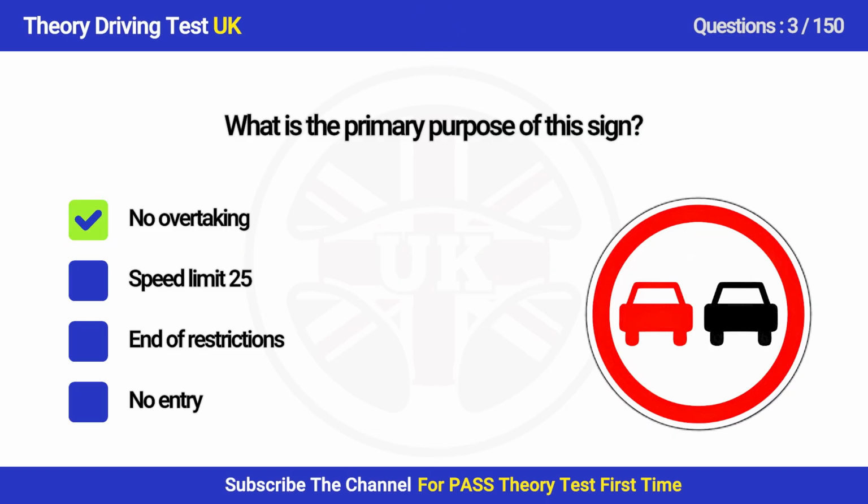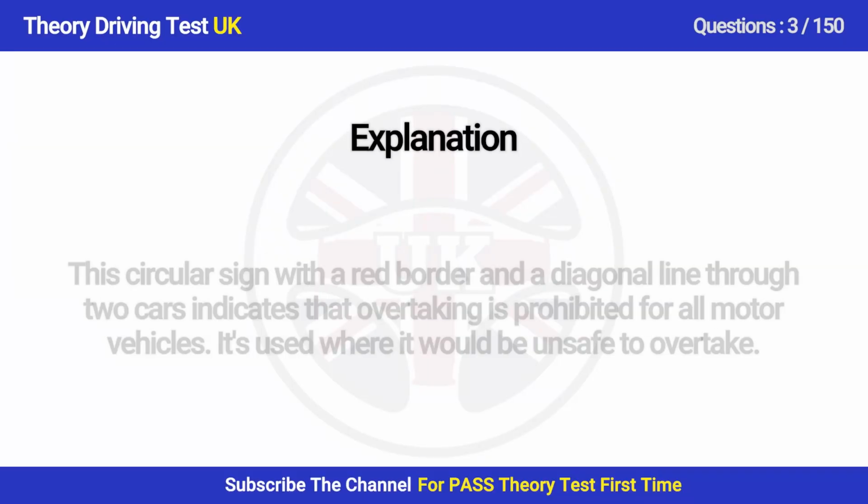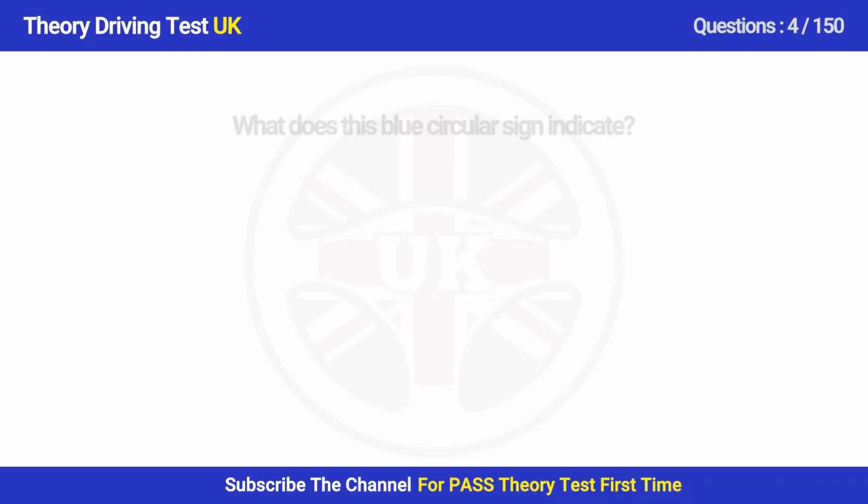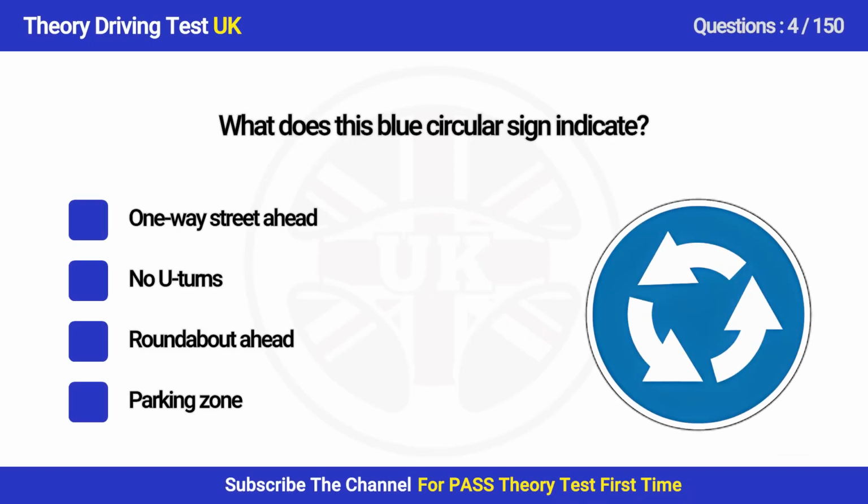Answer is A. No overtaking. This circular sign with a red border and a diagonal line through two cars indicates that overtaking is prohibited for all motor vehicles. It's used where it would be unsafe to overtake. Question 4. What does this blue circular sign indicate? A. One-way street ahead. B. No U-turns. C. Roundabout ahead. D. Parking zone.